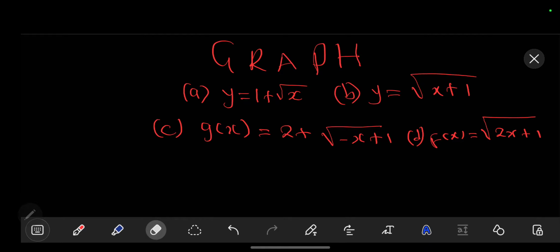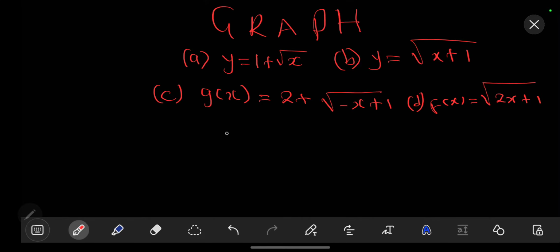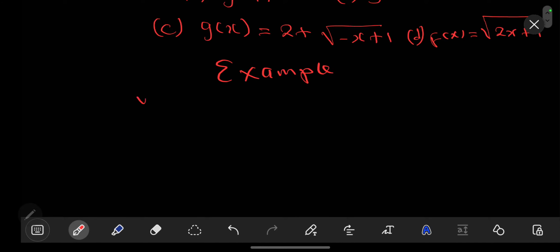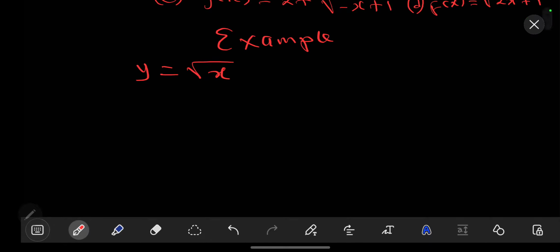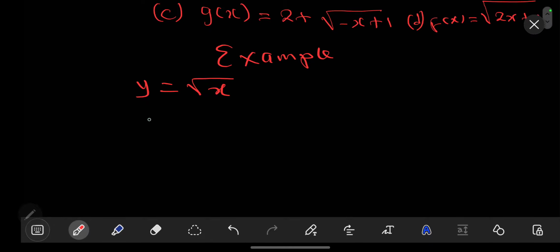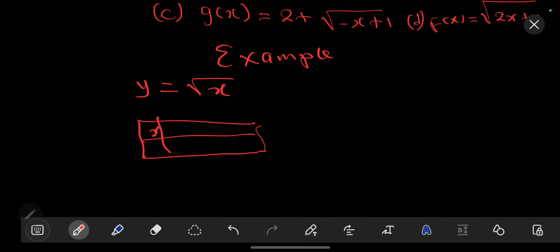So the first thing that we are going to use as our example is, let's say we have y equal to the square root of x. To graph this one, we can come up with a table of values which will help us. Let's say we have x and y. When x is equal to 0, y will be equal to the square root of x, so y is equal to 0.